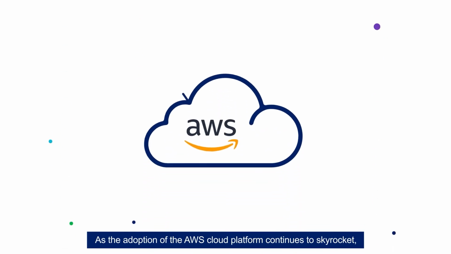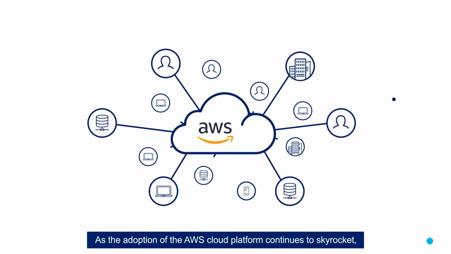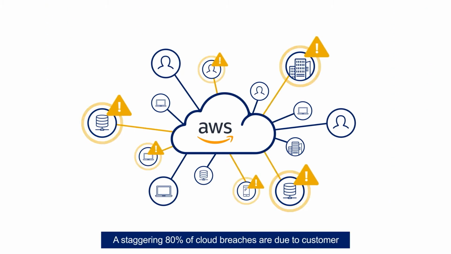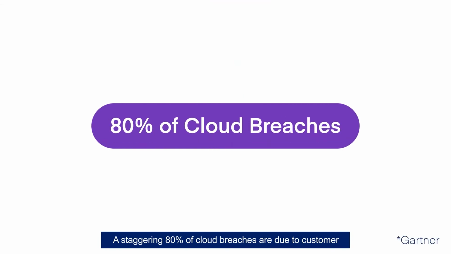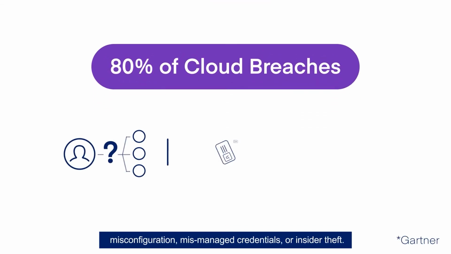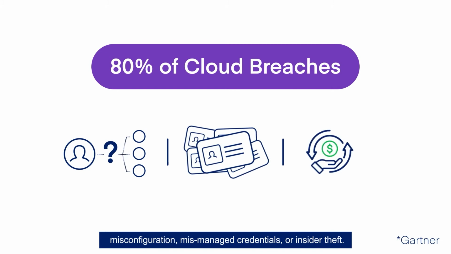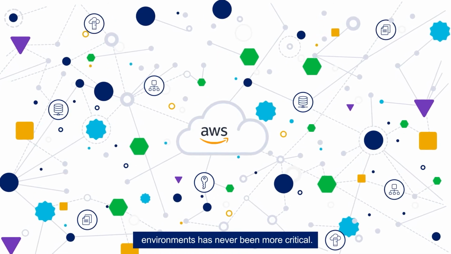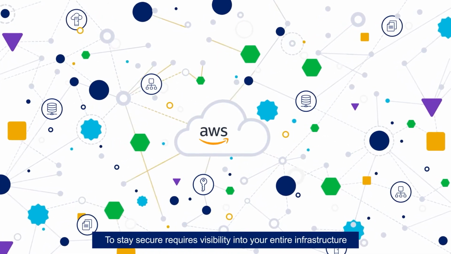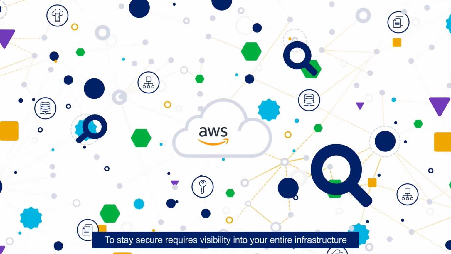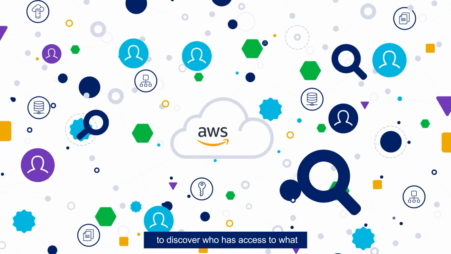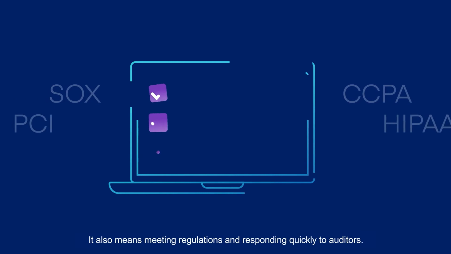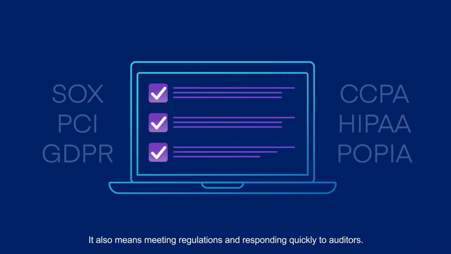As the adoption of the AWS cloud platform continues to skyrocket, so does a new breed of potential security challenges. A staggering 80% of cloud breaches are due to customer misconfiguration, mismanaged credentials, or insider theft. Proper management and governance of your AWS environments has never been more critical. To stay secure requires visibility into your entire infrastructure to discover who has access to what, while enforcing policies to block unauthorized individuals. It also means meeting regulations and responding quickly to auditors.